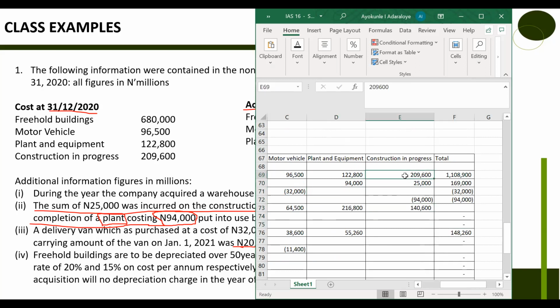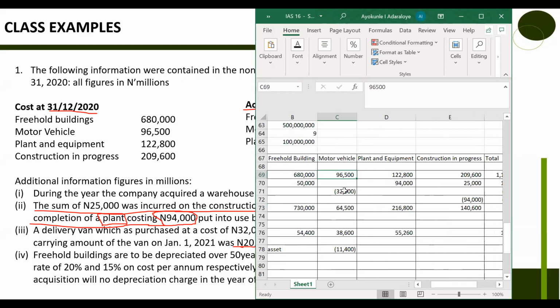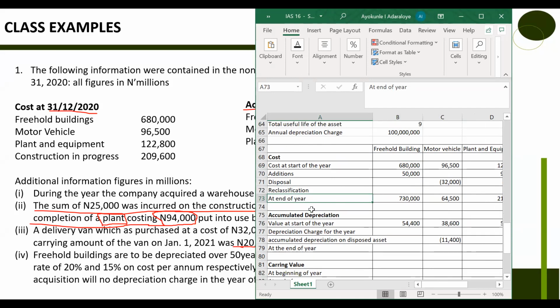216,800. Can you see that construction in progress has reduced? It was 209, then we spent only 25,000, then we moved something to completed plant and machinery. Then this one was 96,000 before. We sold a particular motor vehicle that cost us 32,000, so it reduced. This one was 680 before. We bought an asset worth 50,000, so it increased to 730. So this is what we have as at the end of the year for our total assets.